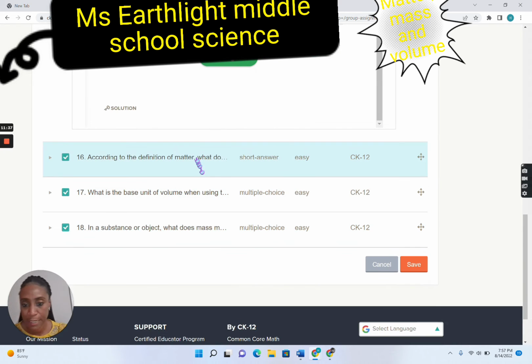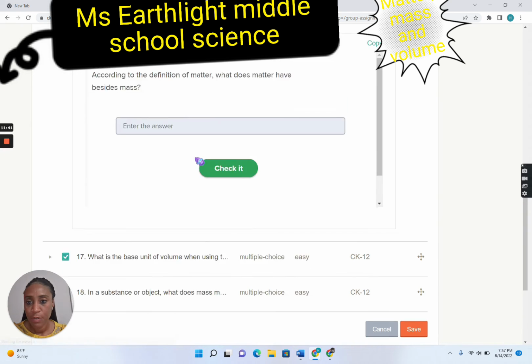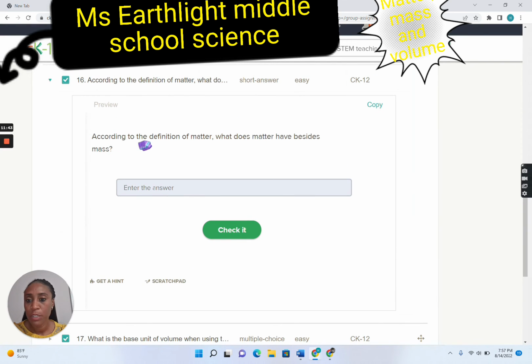Number 16, short answer. According to the definition of matter, what does matter have besides mass? We know that matter has mass and volume, right?